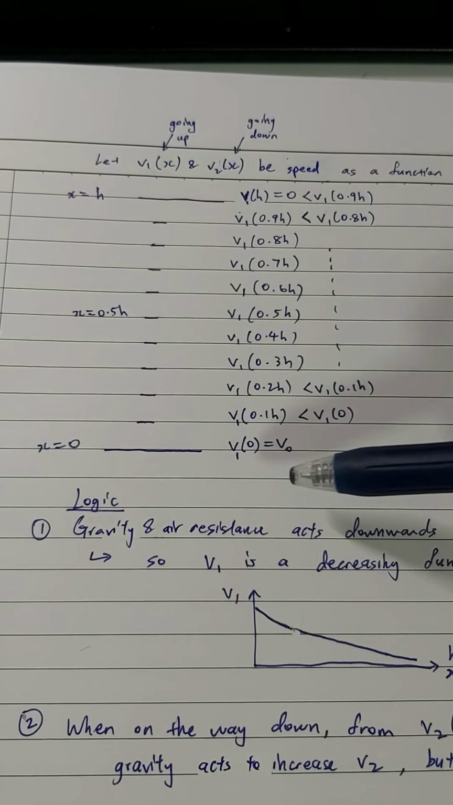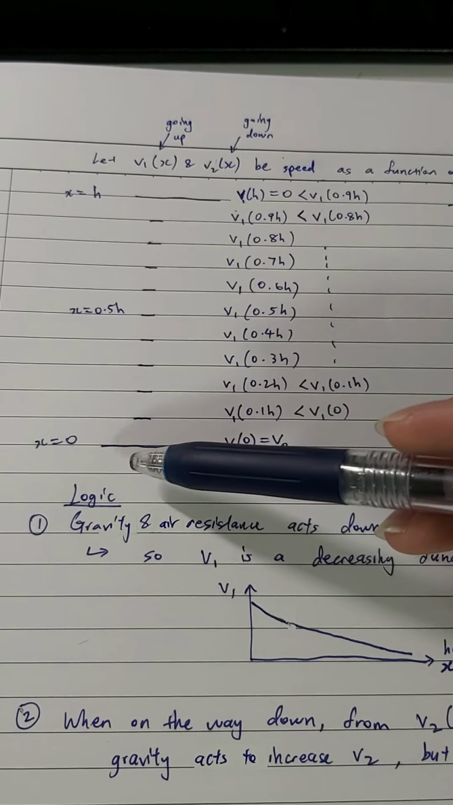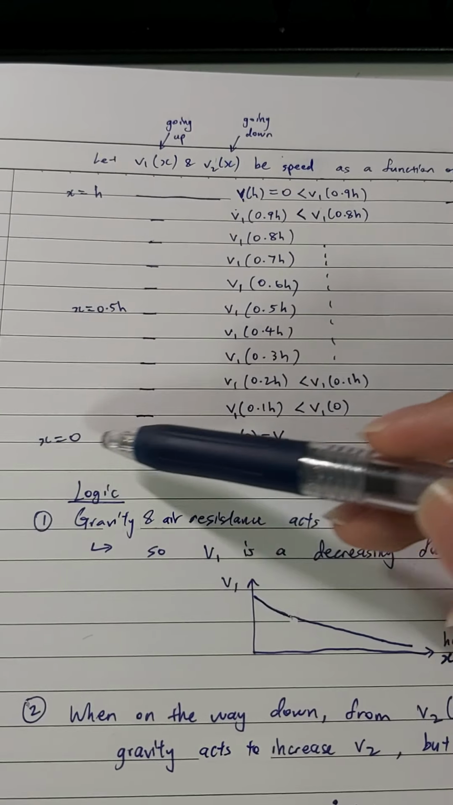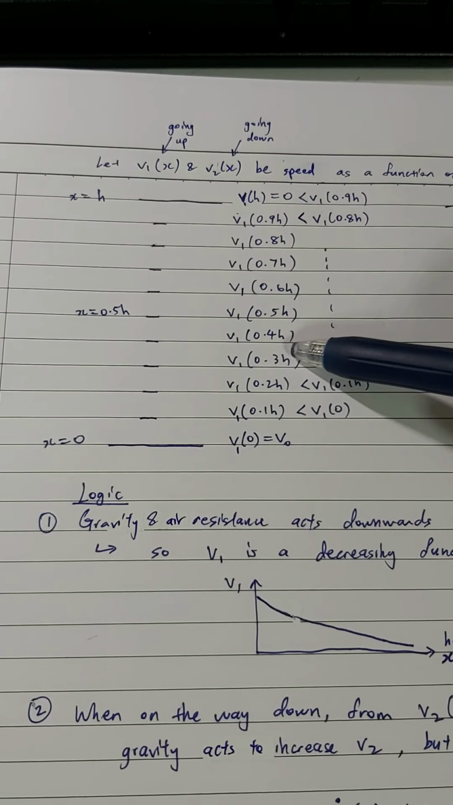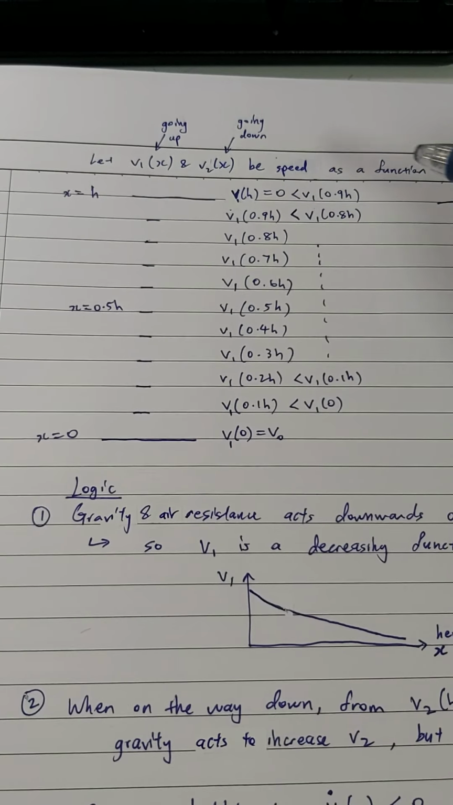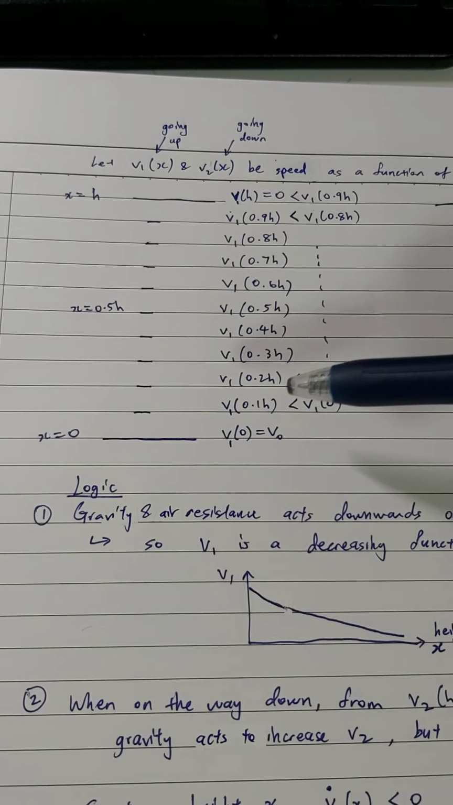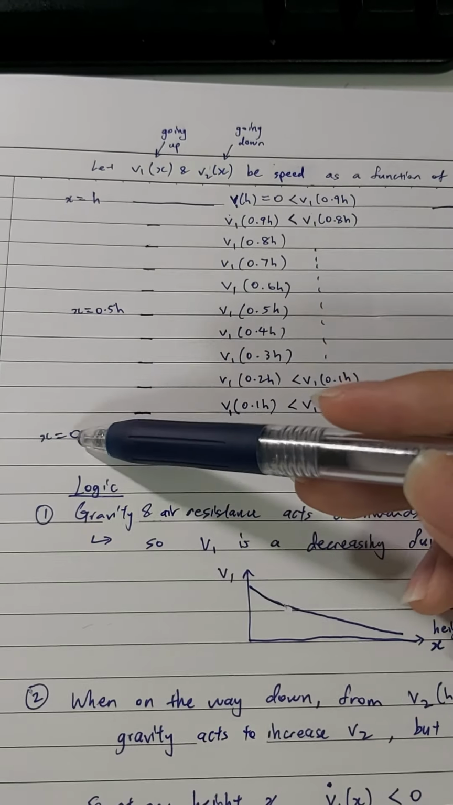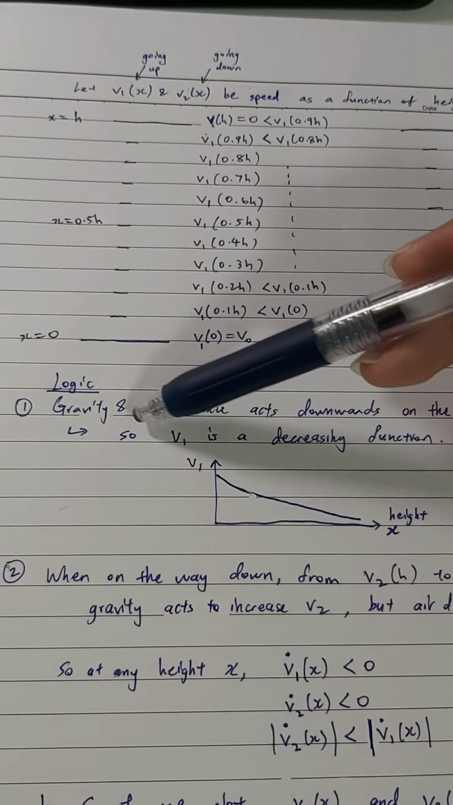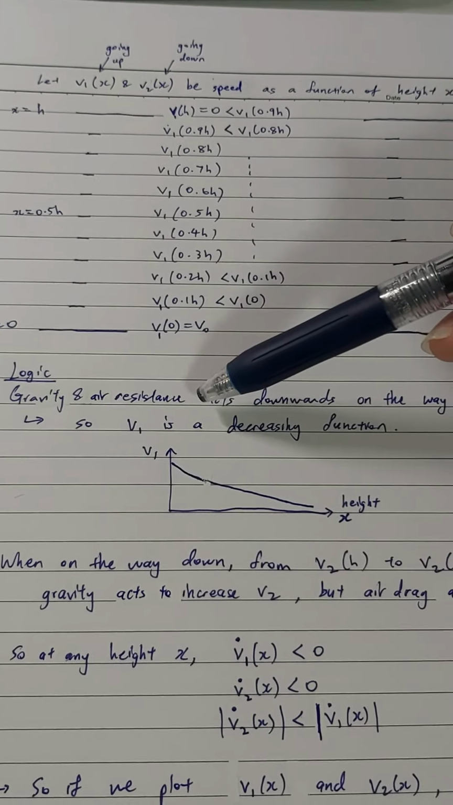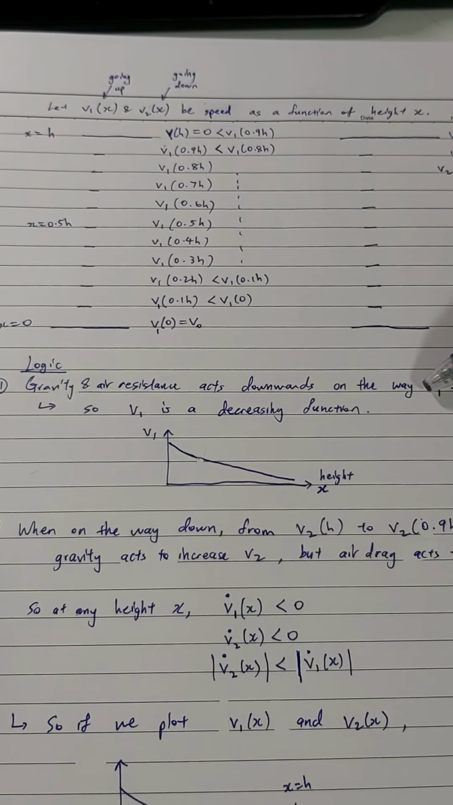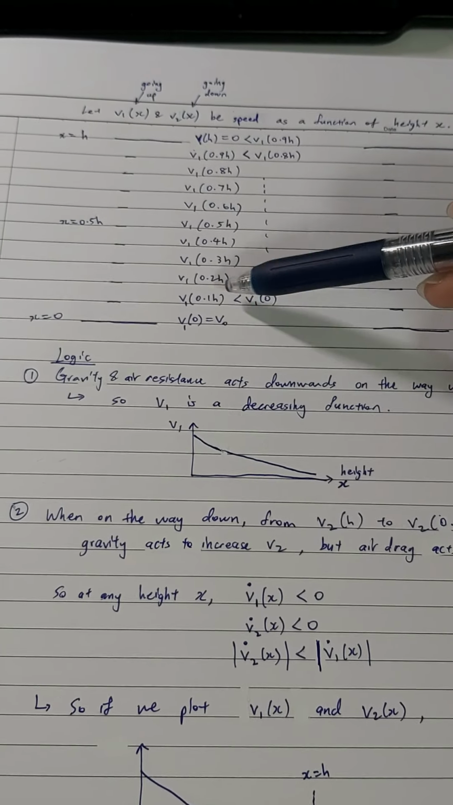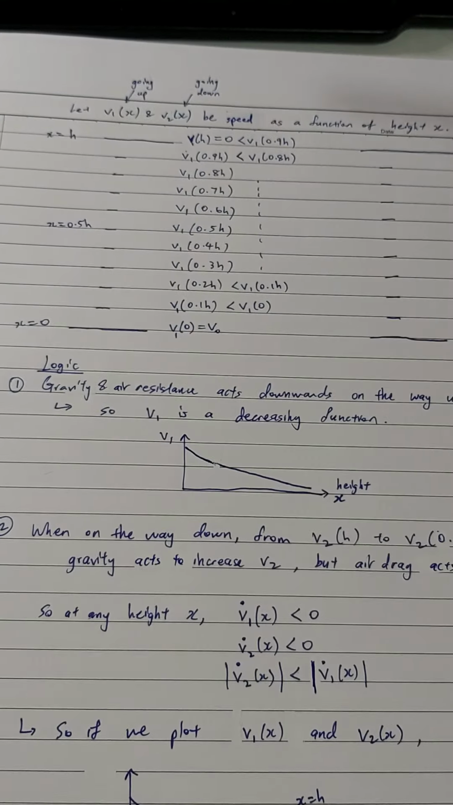When it goes up, let's say I divide the path into many steps. It goes from x equals 0, height 0, to 0.1h, to 0.2h, to 0.3h, and so on all the way to h. Let's try to get a feel of the function v1 as we traverse from height 0 to height h. Because gravity and air resistance are forces that act downwards on the ball on the way up, v1 is a decreasing function of height, meaning that the higher you go, the slower the ball is, which completely makes sense, right?